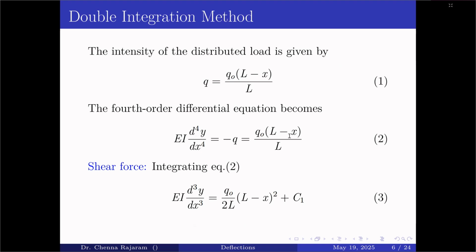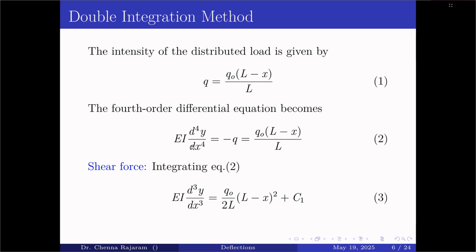Now y is the deflection, and the first differentiation of the deflection is the slope, then d square y by dx square is the moment, d cube y by dx cube is the shear force, and d to the power 4 y divided by dx to the power of 4 is the intensity of the loading. This is very, very important. The fourth order differential equation becomes EI into d to the power of 4 y divided by dx to the power of 4 is equal to the intensity of the loading. So EI d to the power 4 y by dx to the power of 4 is equal to q, which is equal to q naught into L minus x by L.